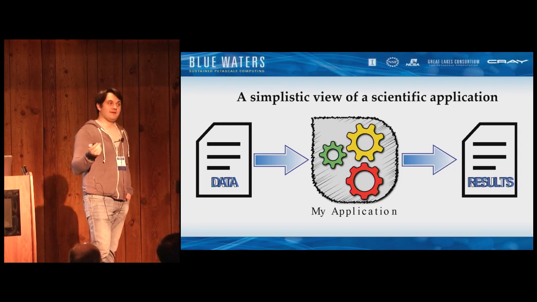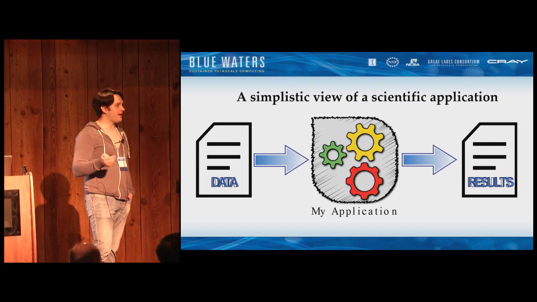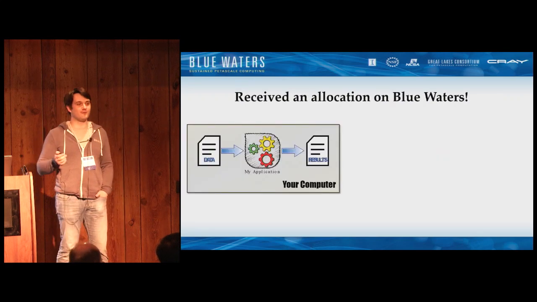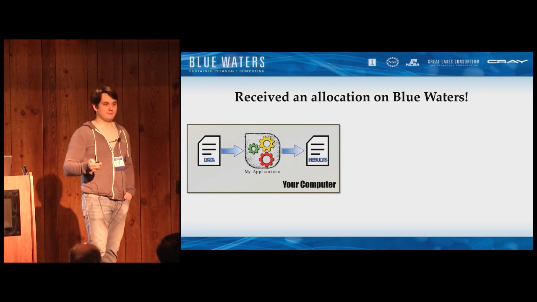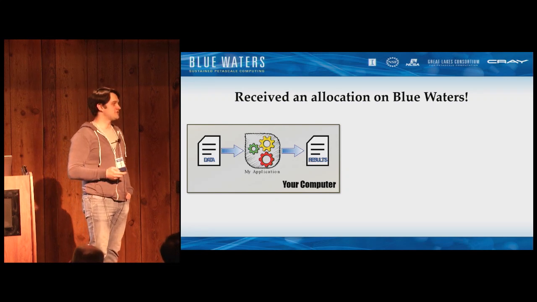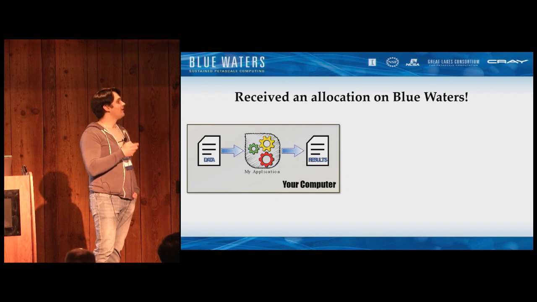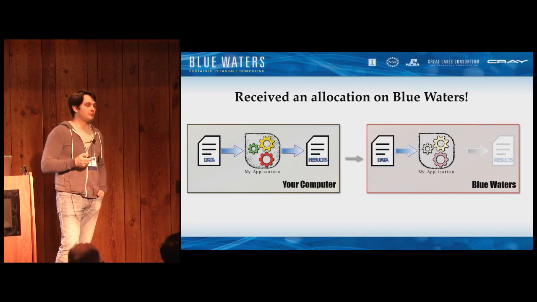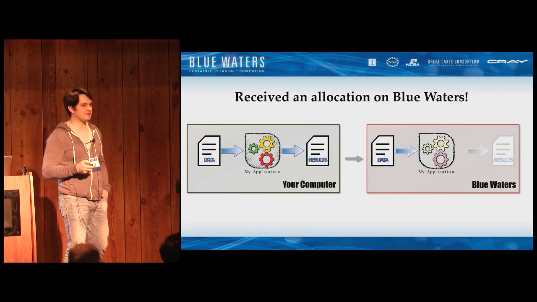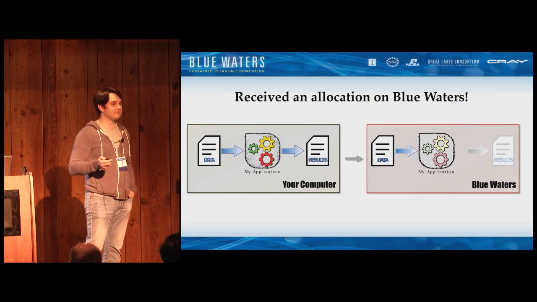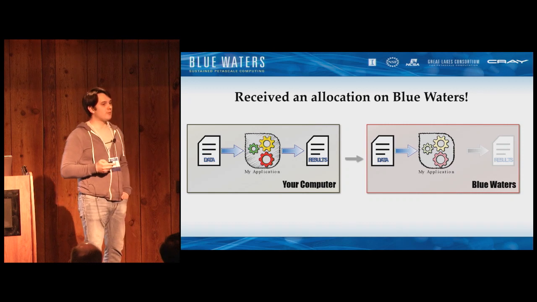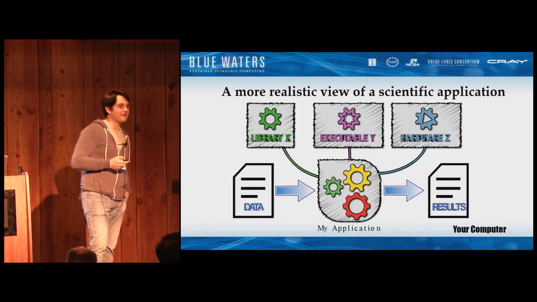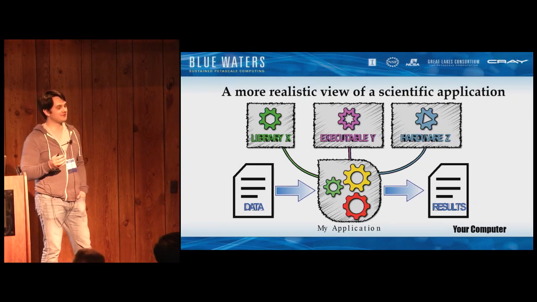So it seems reasonable. A reasonable approach would be, OK, I got an allocation on Blue Waters or on any other supercomputer. What should I do? If I just go ahead and copy my program to a supercomputer, it will just not work. It will not produce the expected result. Well, it might just simply fail. So why is that? Well, you probably already know that simplistic view is not right.